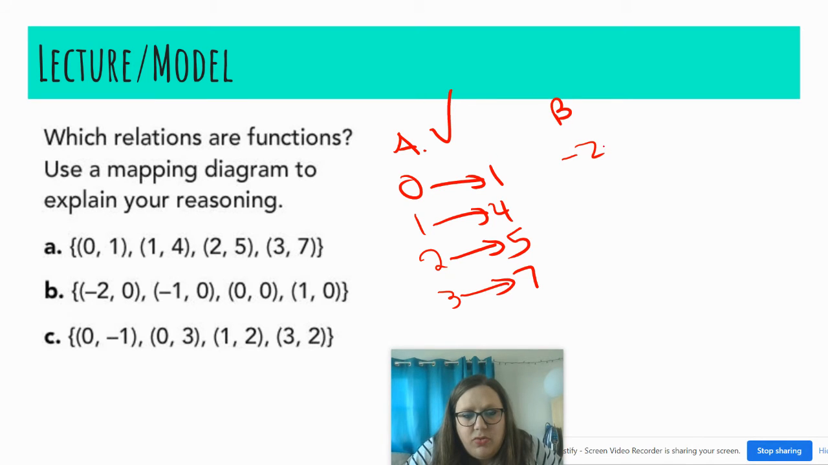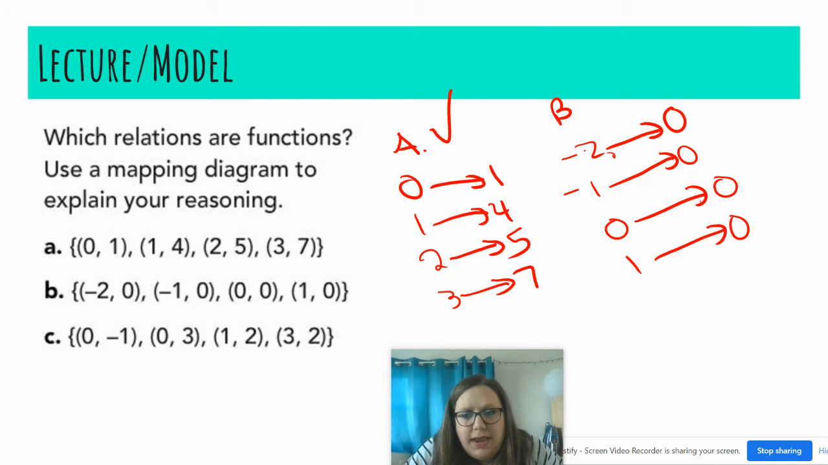I have -2, 0. I have -1, 0. I have 0, 0. And then I have 1, 0. Again, each input only has one output. -2 only goes to one number, -1 only goes to one number, and so on.